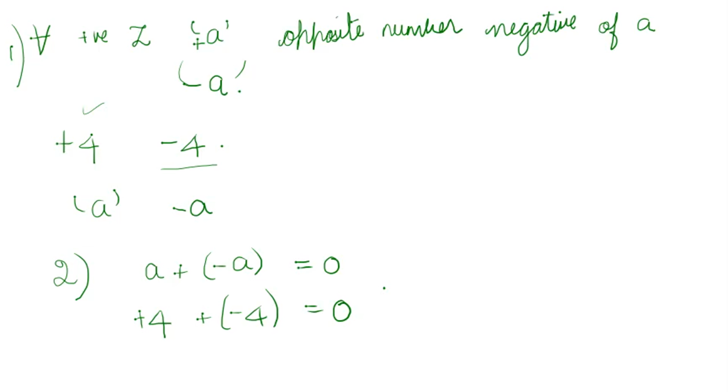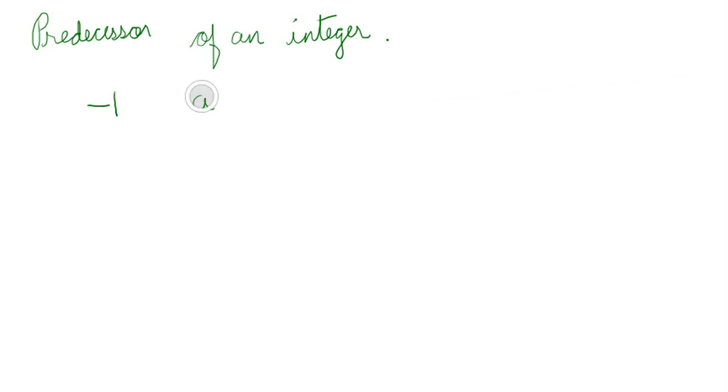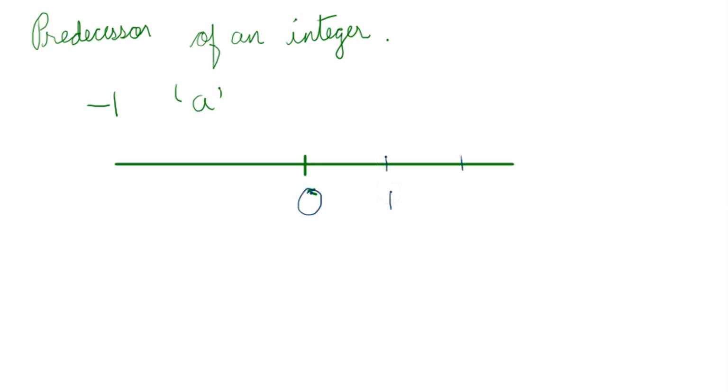Okay, so now we'll see what is a predecessor. So now we are going to see what is the predecessor of an integer. One less than a given integer is called the predecessor. Or simply, if you consider a number line like this, I'm going to mark it as 0, 1, 2, -1 and -2. So this number line extends on both the sides.